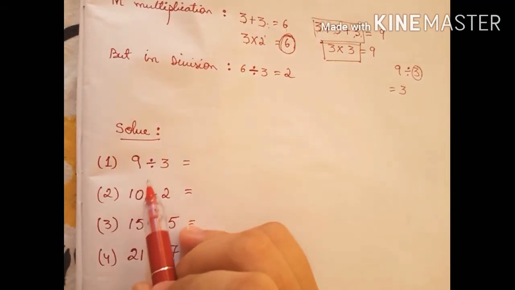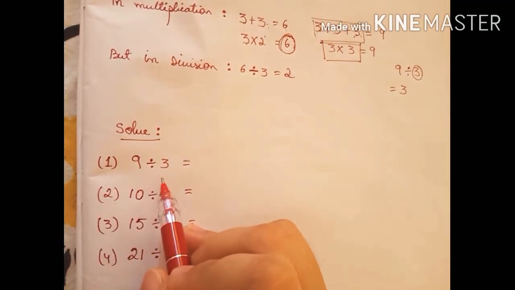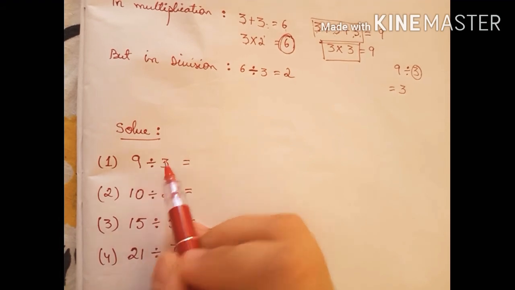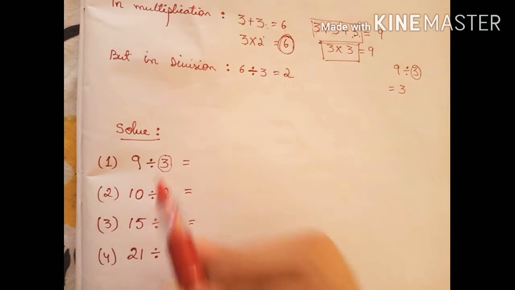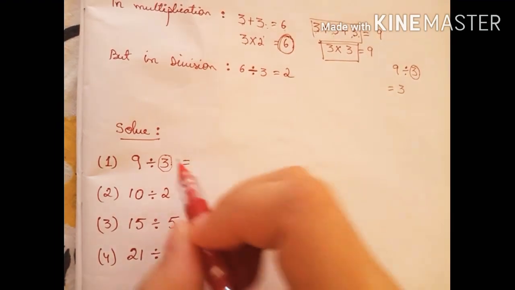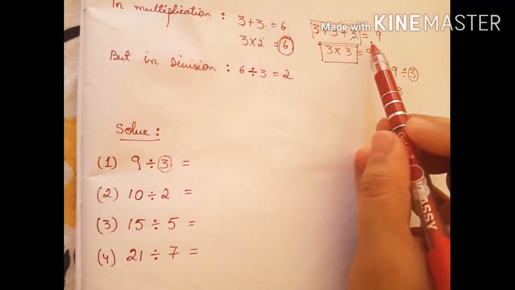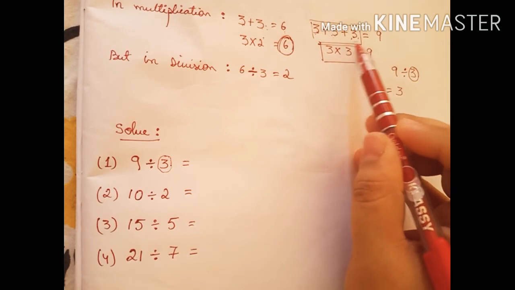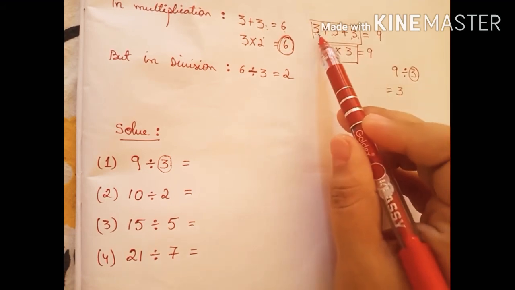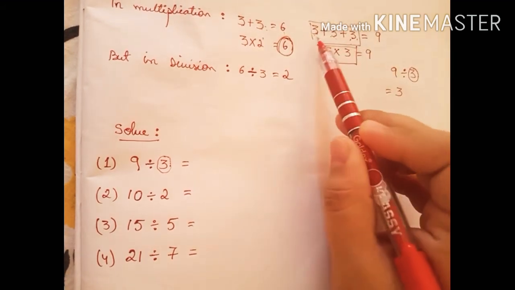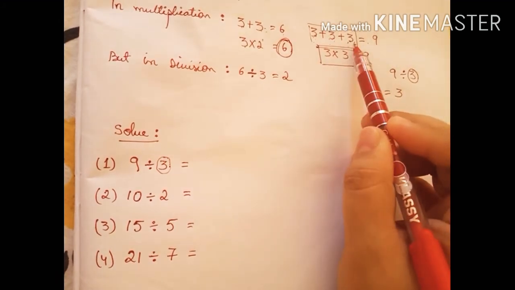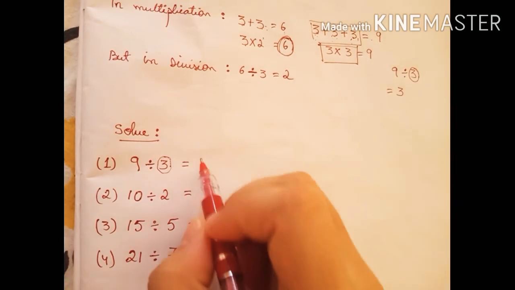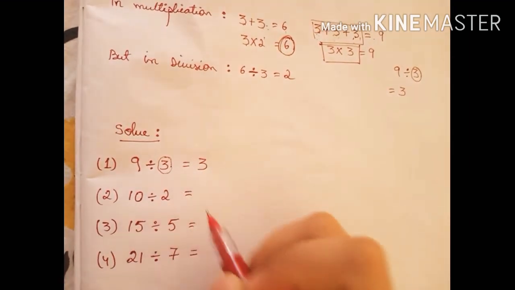The question here is 9 divided by 3. So we have to find out how many times this 3 will make 9. How many times? So I told you, here is the example. How many times 3 makes 9? 3 times, right? 1, 2, 3. 3 plus 3 plus 3 makes 9. So 3 times 3 makes 9. So the answer will be 3, right?